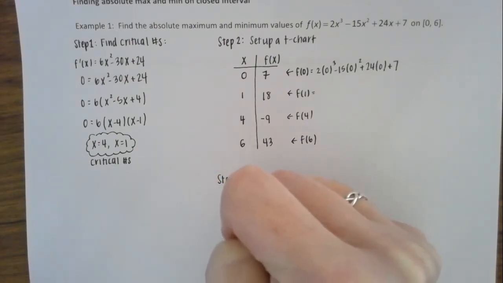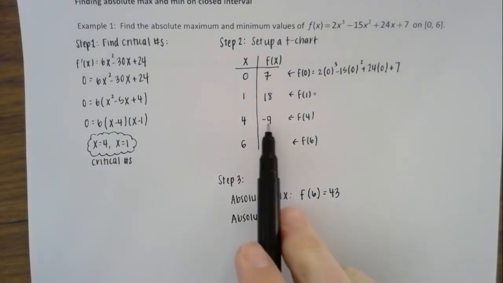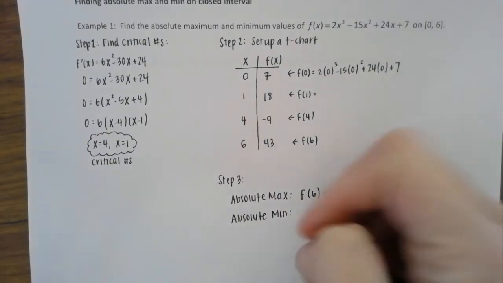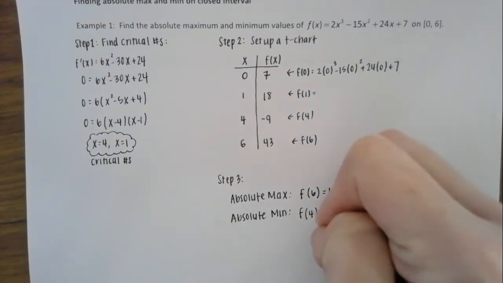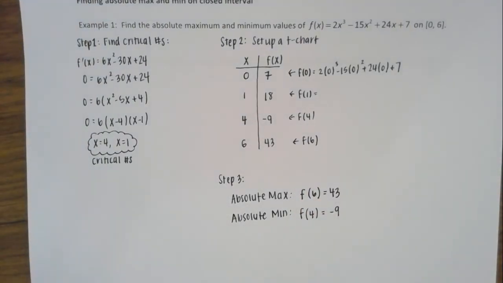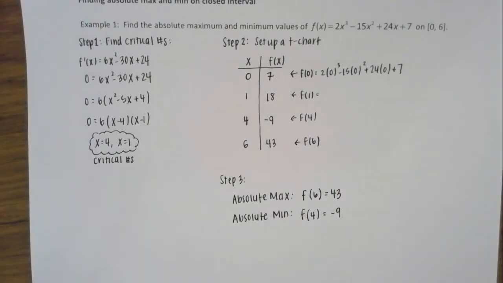And then my absolute minimum is going to happen at the smallest value, which is this -9 here. And again, I'm going to write it in that notation. F of the x value of 4 is going to be equal to -9. And that's my absolute maximum and absolute minimum of this function over the interval from 0 to 6. So here's my answer.